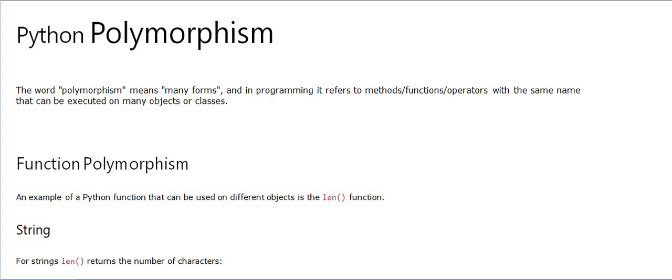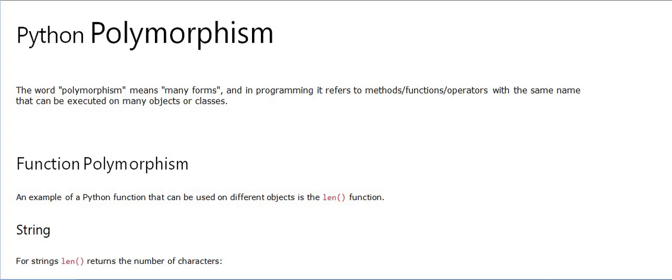polymorphism, and etc. So polymorphism, the poly means many, morphism means forms, many forms. The methods with the same name can be executed on many objects or classes. So we use the terms static and dynamic in other languages. Here, the first one is function polymorphism.